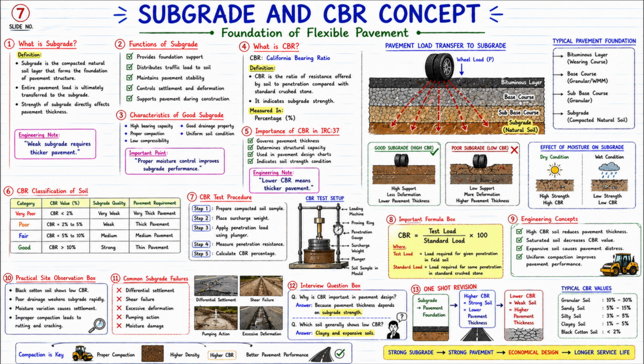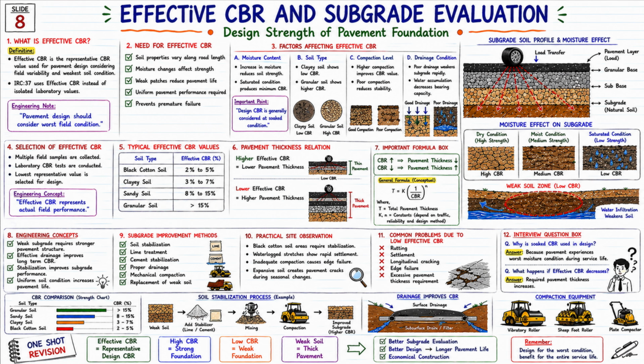And now in the next slide, we will understand effective CBR and subgrade evaluation, where actual field condition, soaked CBR, worst moisture condition, and representative design CBR will be understood in detail. Slide 8: Effective CBR and subgrade evaluation.